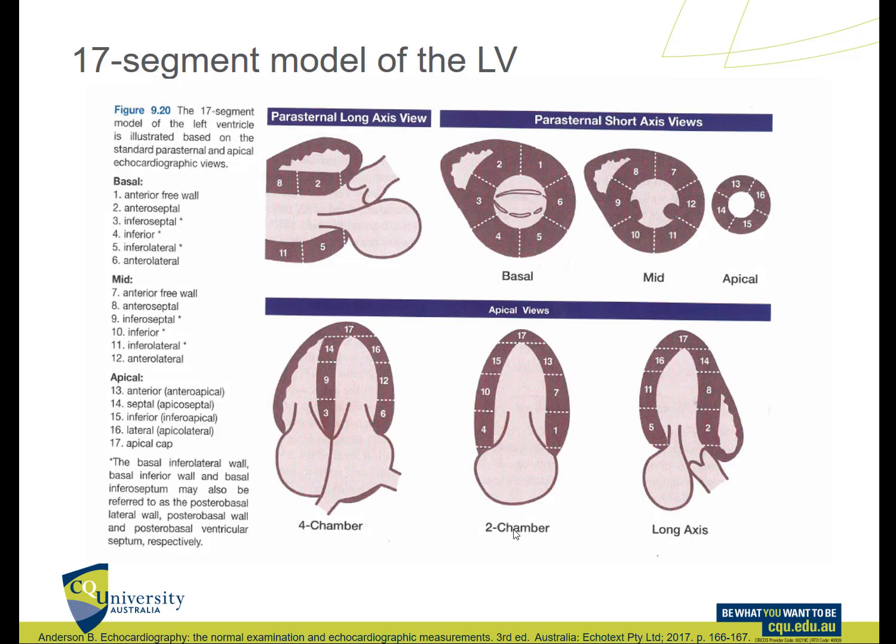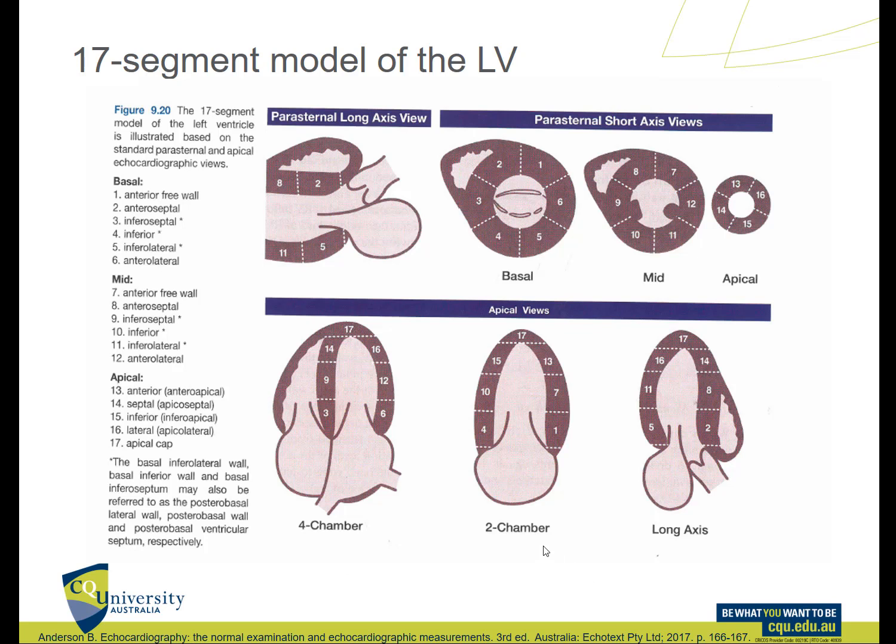All right, so just going back to this model here, hopefully now this makes a little bit more sense. Although these numbers aren't exactly in chronological order, it doesn't really matter. You should be able to just point to a segment and say, okay, I know that this is the basal segment. I know that this is the anteroseptal wall. So this is the basal anteroseptal wall or segment. And this number 2 corresponds to right here, which is in this basal cross-section.